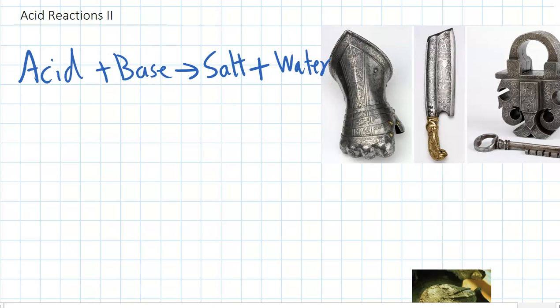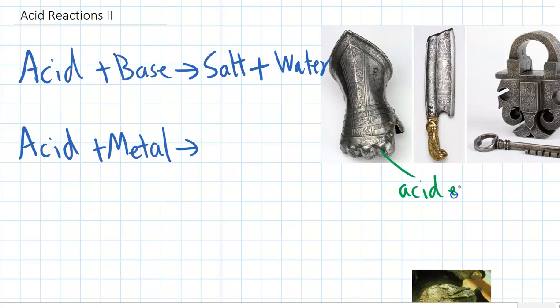Okay, well we also learnt that acids can react with metals. So we've got acid plus metal, and that was our acid etching example. Acid etching. Well, what happens in these reactions is that the acid and the metal always make a salt again, but instead of water, hydrogen gas is actually released.